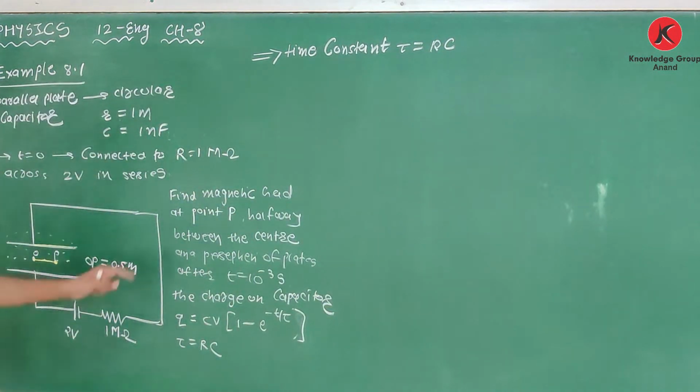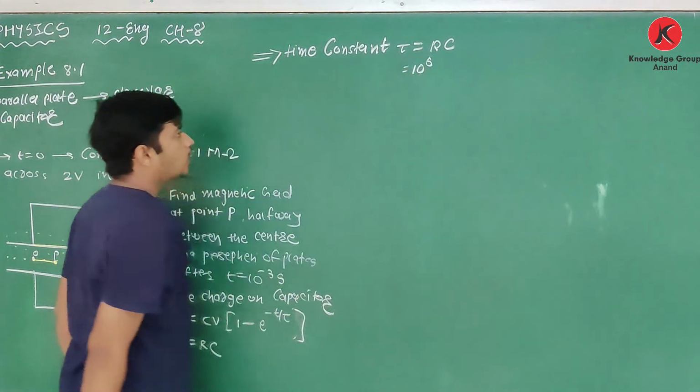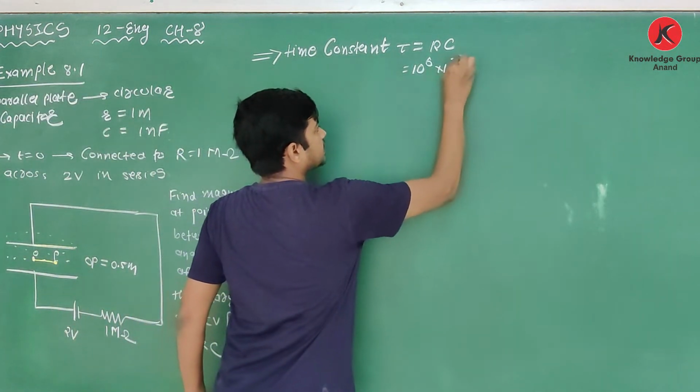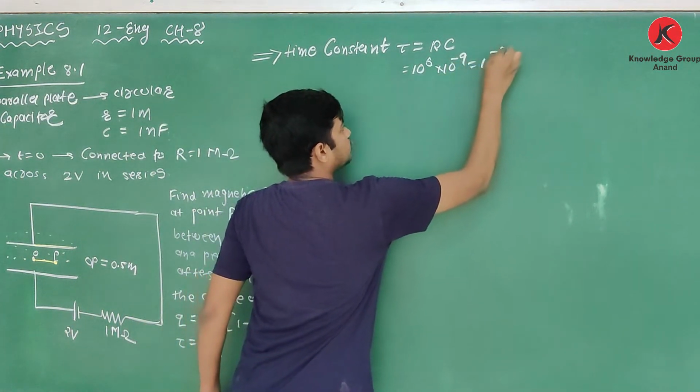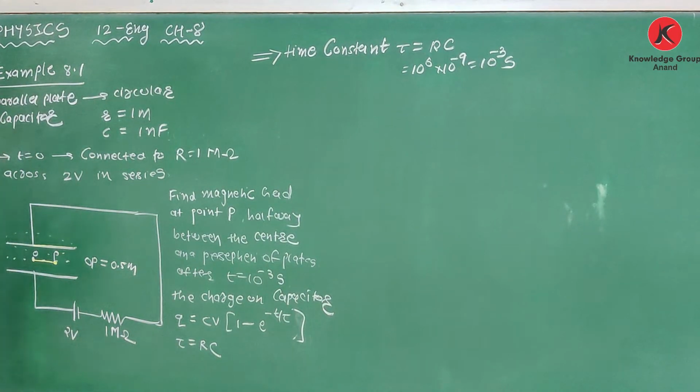What is the value of R? It is 1 mega ohm, so it is 10 raised to 6. What is the value of C? It is a nanofarad, so it is 10 raised to minus 9. So here tau is 10 raised to minus 3 seconds. Simple. So first of all you have to find this time.